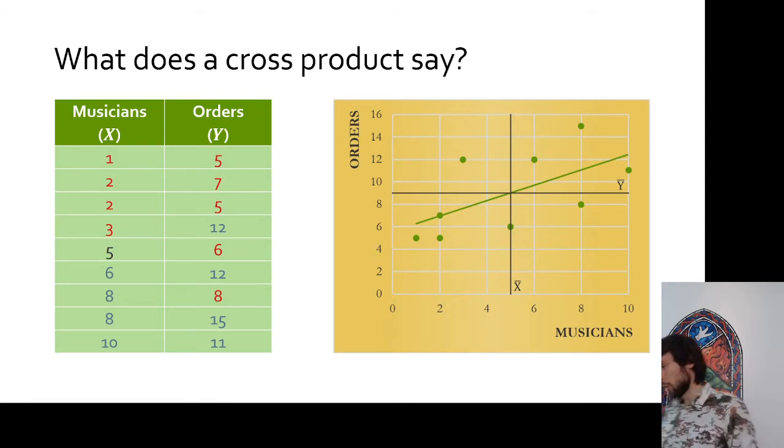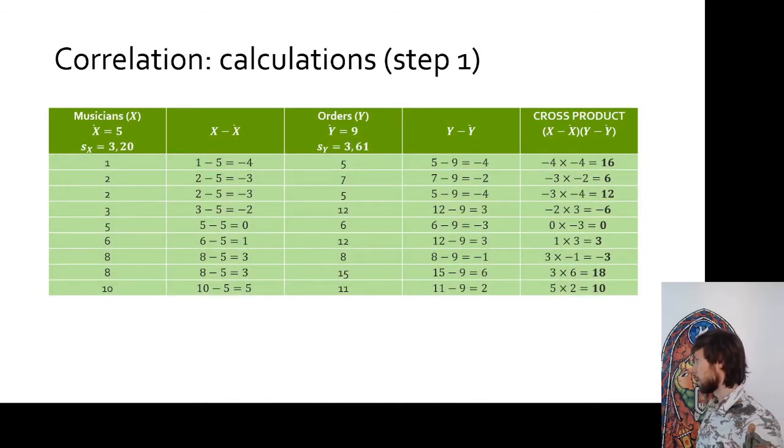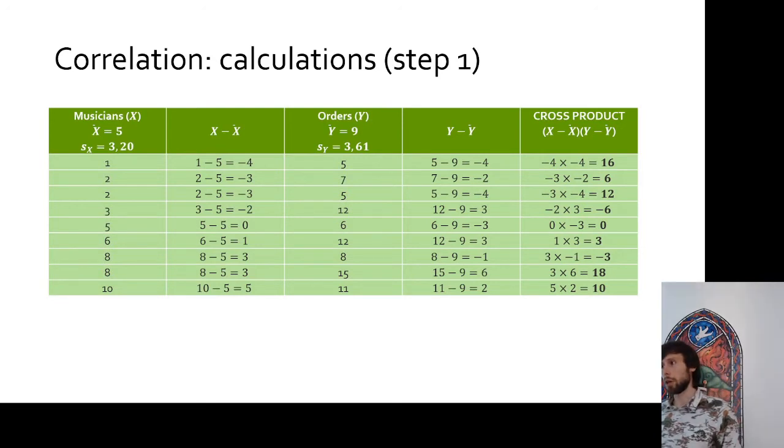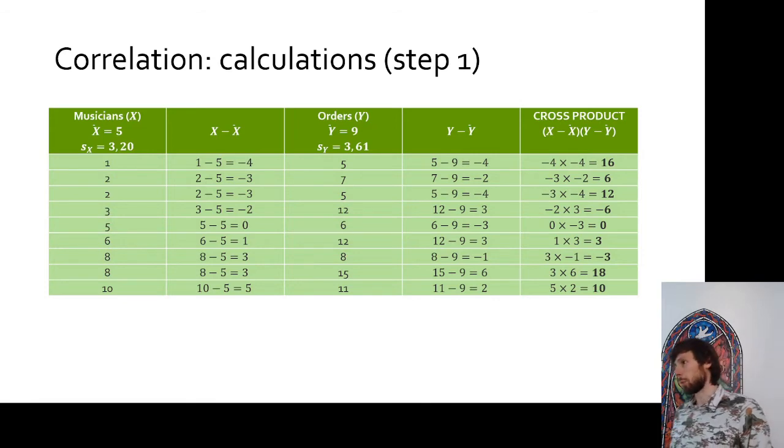And when you think about it, such people will have a positive cross product, because you multiply a positive deviation on one variable with another positive deviation on the other variable. The cross product of this last participant is 10, so they will contribute to a positive correlation. The same goes for everybody who is in the upper right quadrant.